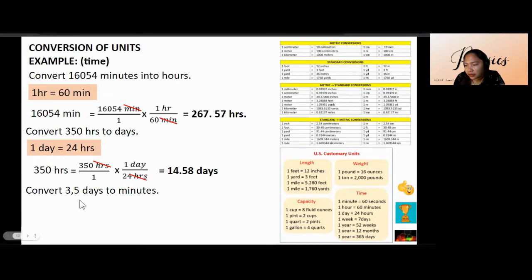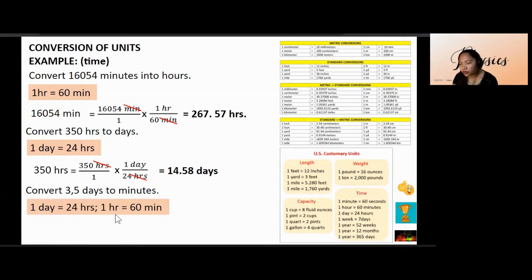Right? And another example, let's say convert 3.5 days to minutes. The conversion factors here: for 1 day we have 24 hours, and for 1 hour we have 60 minutes. So we can use these two conversion factors.